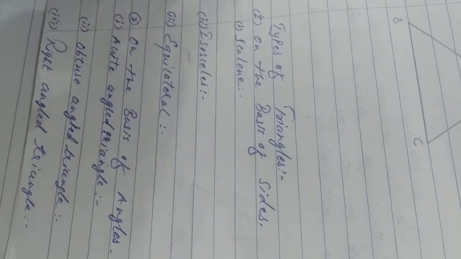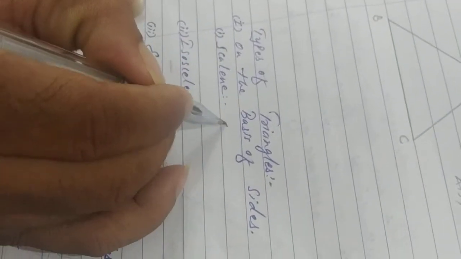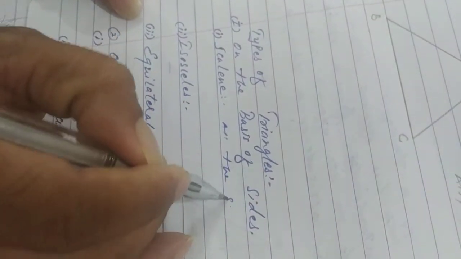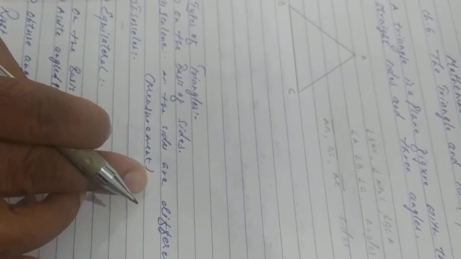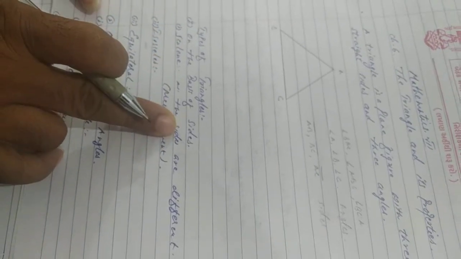Now scalene triangle, all the sides are different in the form of measurement. All the sides are different, having a different measurement. So we can say it is a scalene triangle.